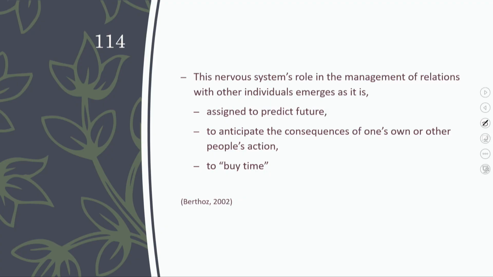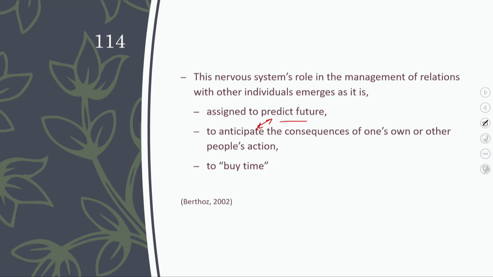Now, this nervous system's role in the management of relations with other individuals emerges in these domains, as it is assigned to predict the future, anticipate. So, predict and anticipate are connected: anticipate the consequences of one's own or other people's action, and to buy time. This is famously called to buy time.